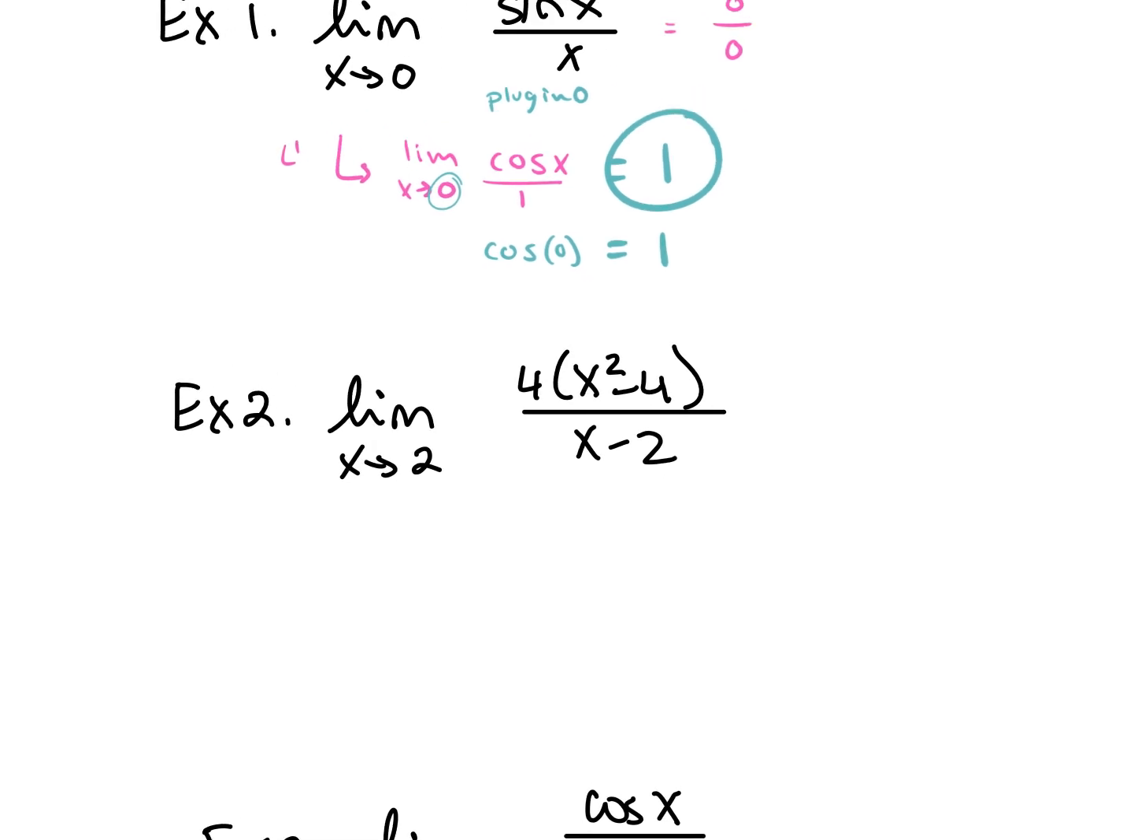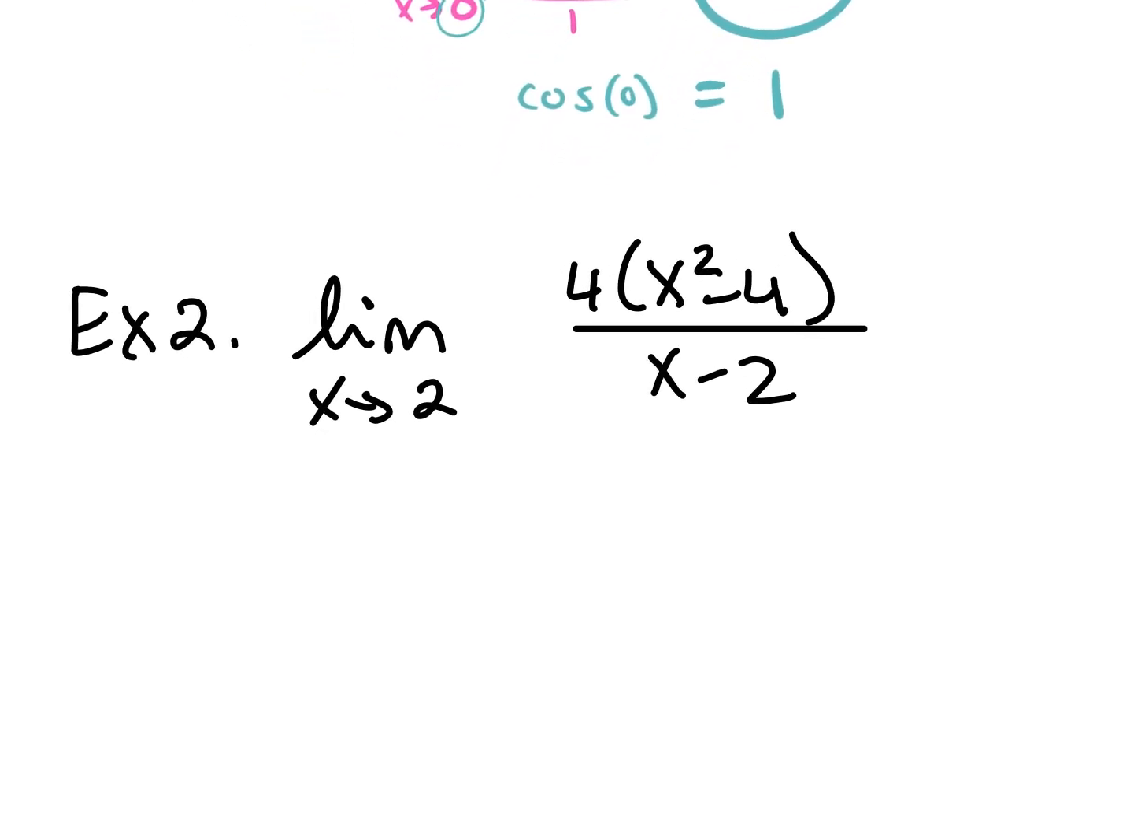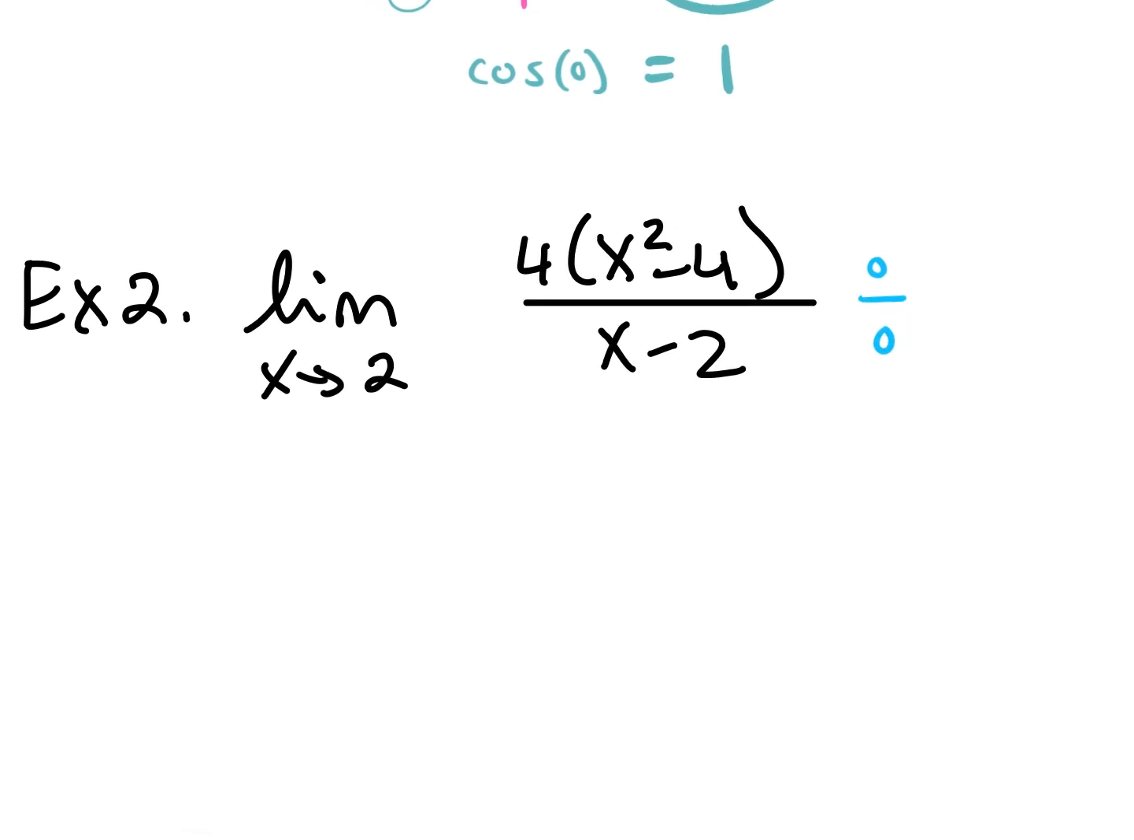In example 2, the first thing we want to do is test and see if we can use L'Hopital's rule. So we can plug in 2 into our numerator and the denominator. We would get 2 squared, which is 4. 4 minus 4 would give us 0. 0 times 4 would be 0 on top. And then we plug in 2 in the denominator. 2 minus 2 would be 0. So we get 0 over 0, so we can use L'Hopital's rule.